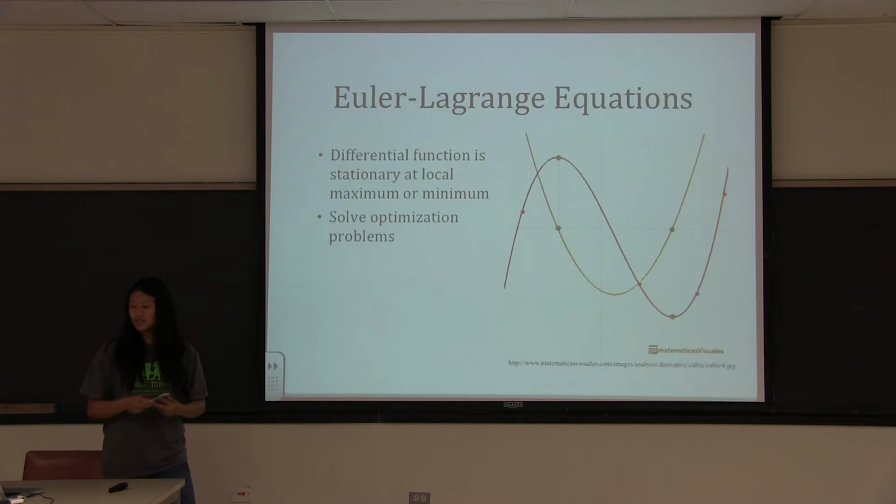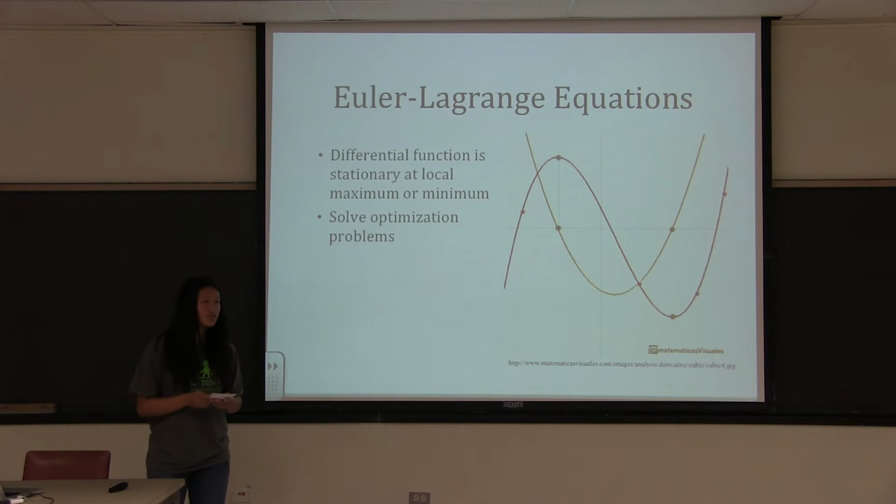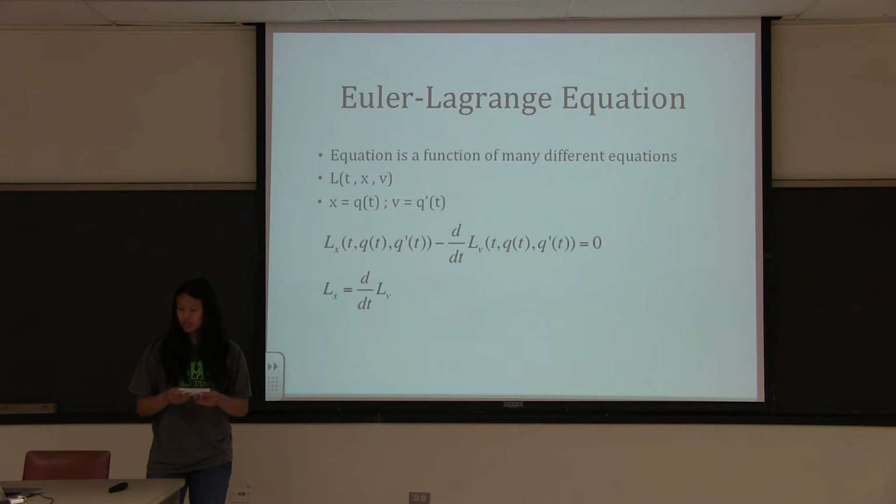Next, I will talk about the Euler-Lagrange equations, which is a differential equation whose solution is the function for which the given functional is stationary, at a local maximum or minimum, and it's used to solve optimization problems.